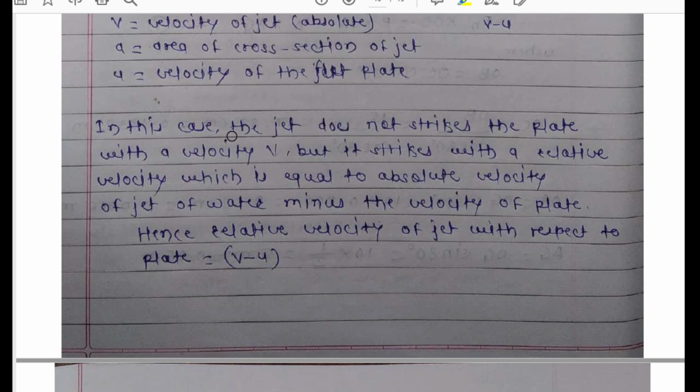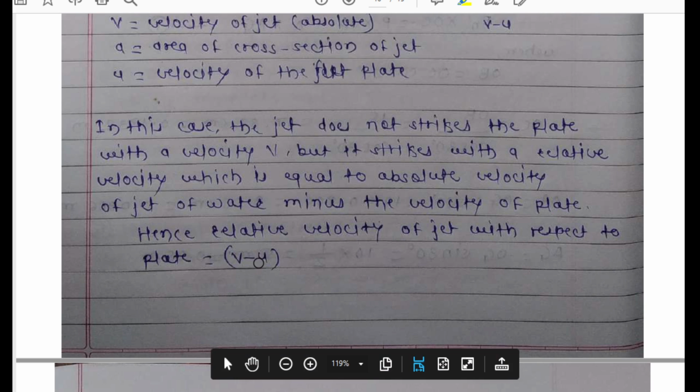In this case, what happened? The jet does not strike the plate with velocity v, but it strikes with relative velocity. As I have already explained, the relative velocity with which the jet strikes that plate will be equal to the absolute velocity of jet of water minus velocity of plate. That means v minus u.